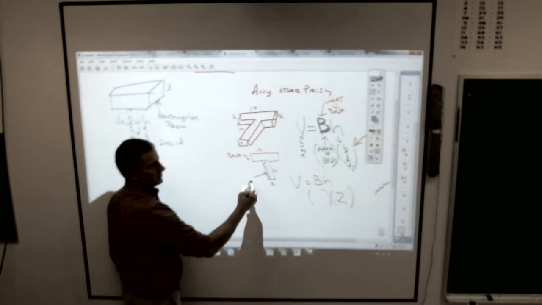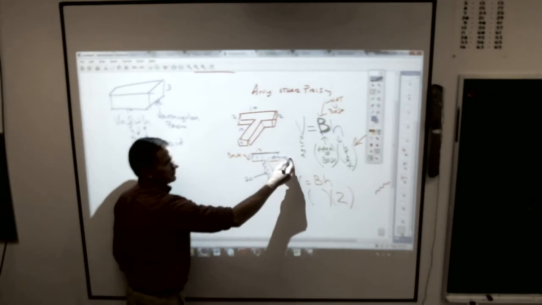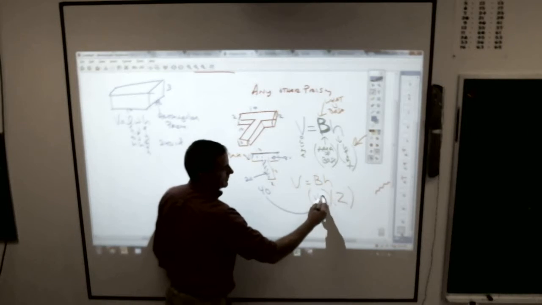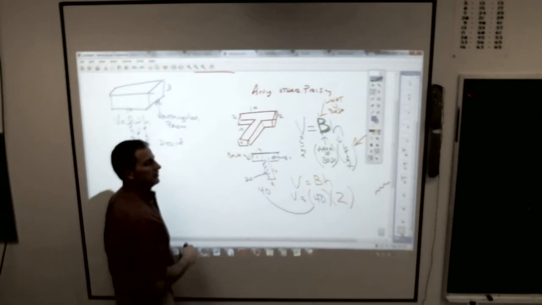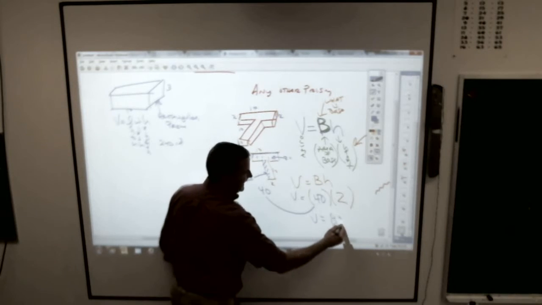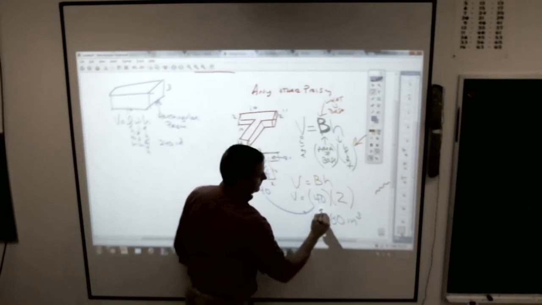2 times 10 is? 20. The area of this thing here, 2 times 10 is? So the total area is 40, which I put right here. And then I can do 40 times 2. My total volume then is 80, whatever that was. Let's just make it inches. Inches cubed.